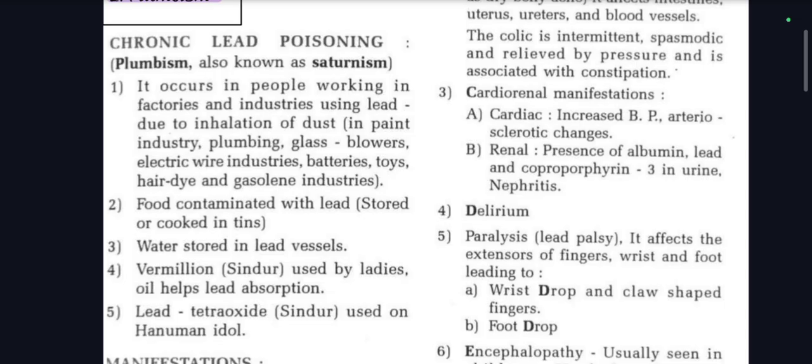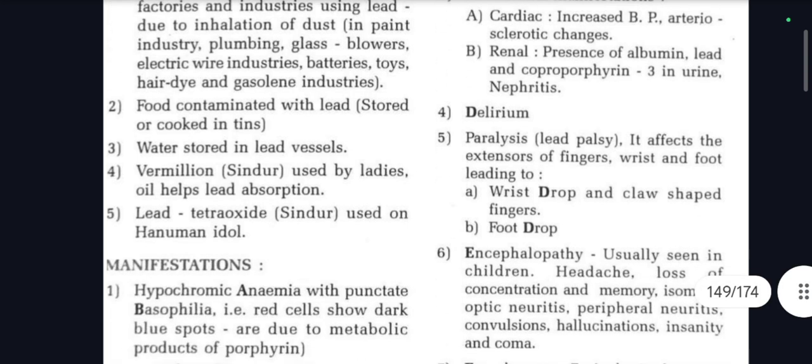Number two, food contaminated with lead. Obviously if you store your food in lead cans and tin cans, then it is going to get contaminated. Number three, water stored in lead vessels. Number four, vermilion or sindoor used by ladies, and oil helps lead absorption. Number five, lead tetroxide, which is sindoor used on the Hanuman idol, also causes lead poisoning.